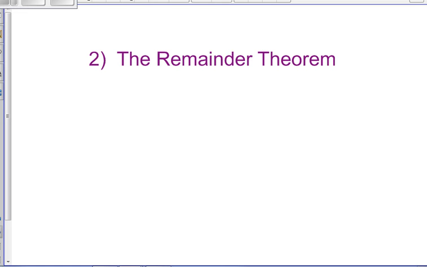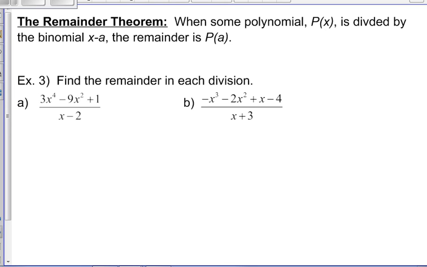Okay, the remainder theorem is a quick little theorem that lets you know what the remainder is going to be when you do a division. It doesn't actually give you the result from the division, but just the remainder. So here's the remainder theorem. If you've got some polynomial, p of x, and it's divided by the binomial x minus a, the remainder is just that polynomial at whatever the a value was. So if you take a look at this one over here, this is actually the division we just did.